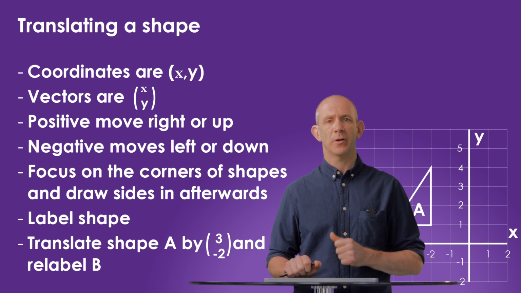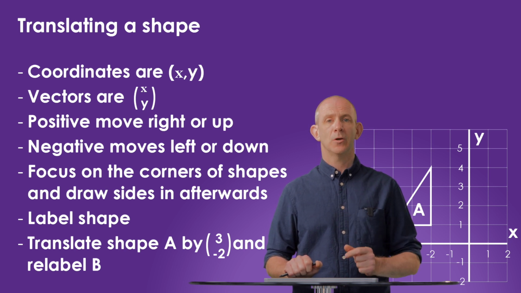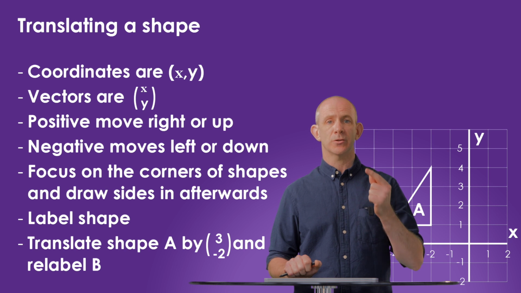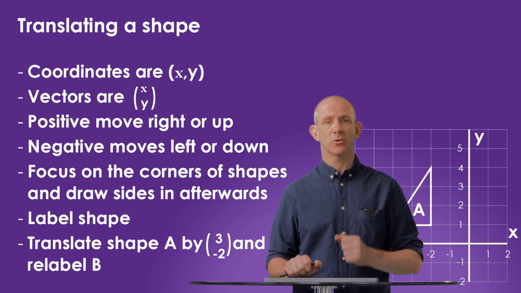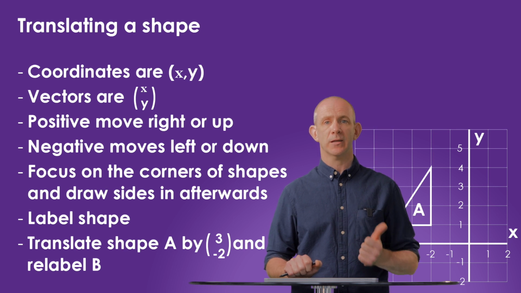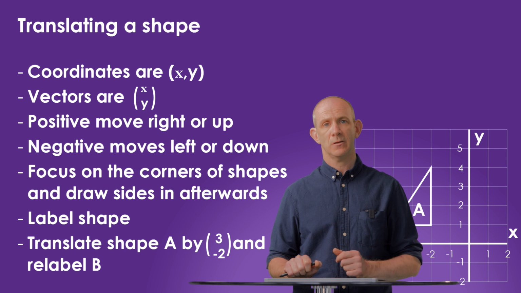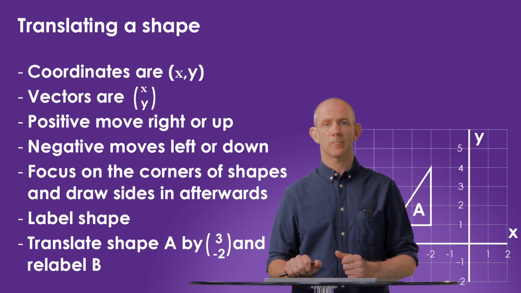This logic also applies with a vector, which is the description of movement on a graph. The movement on the x-axis is on the top, and the y movement is on the bottom. A positive number moves to the right on the x-axis and up on the y-axis. If the value is negative, it moves to the left on the x-axis and down on the y-axis.